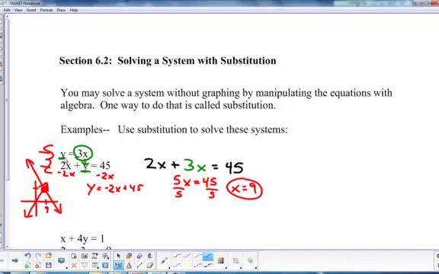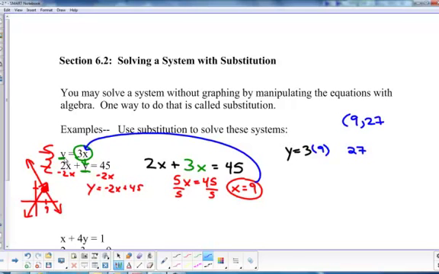So I'm going to take 9, and I can plug it into either equation. In fact, let's plug it into both to make sure that we have the right answer. So y equals 3x, but x is 9. And 3 times 9 is 27. So our ordered pair solution is 9, 27. That point would be up here at 27.